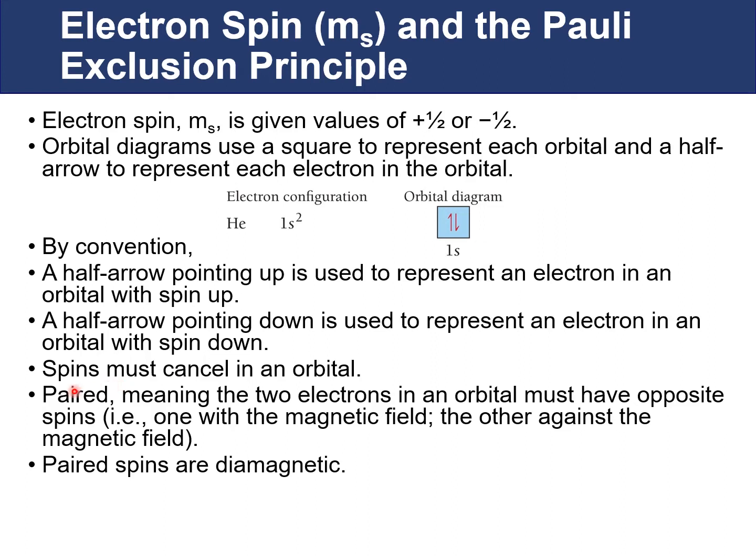The spins themselves have to be paired when we have a filled orbital. This means that the 2 electrons in an orbital have to have the opposite spin. One will be in the direction of a magnetic field and one will be against the direction of a magnetic field. When we have all of our orbitals that are filled, if all the boxes are fully filled, then we will call that a diamagnetic system.